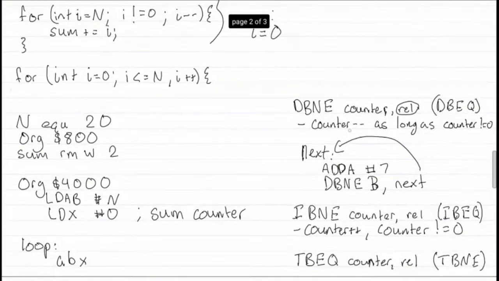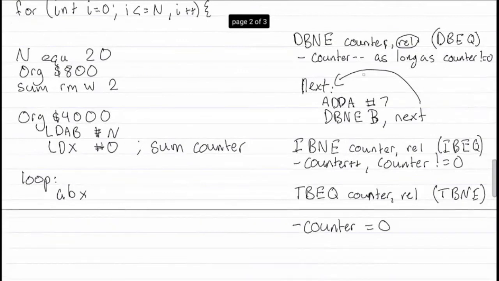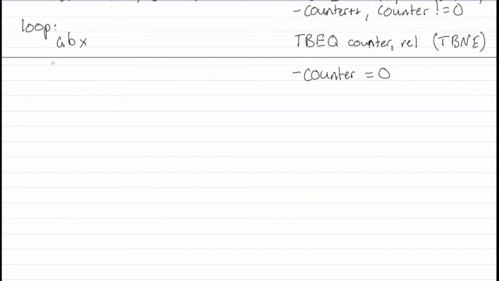We're adding I, which is equivalent to B in our assembly code, to sum, which is equivalent to X in our assembly code. So first instruction was ABX. Now I'm going to use the DBNE instruction with our register B and our loop. And so now every time we go through this, it's going to add B to X, decrement B, and return to loop. It does this until B is equal to 0.